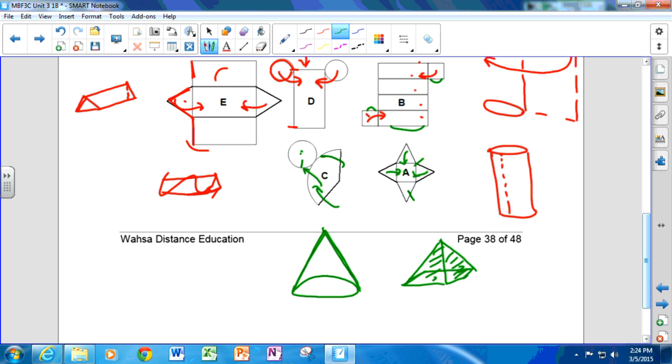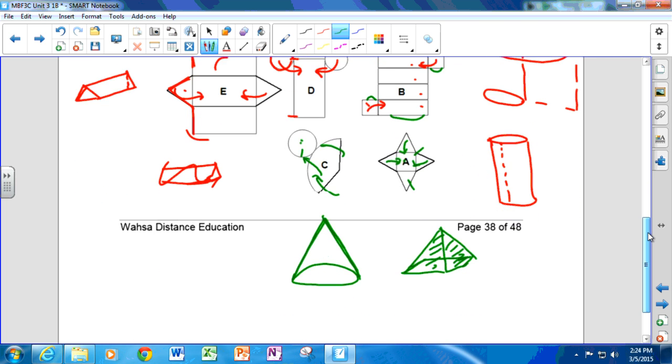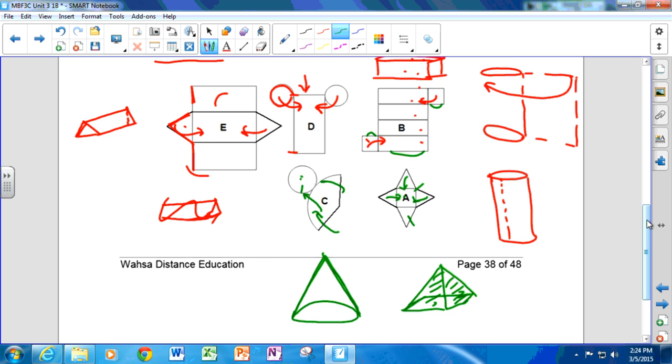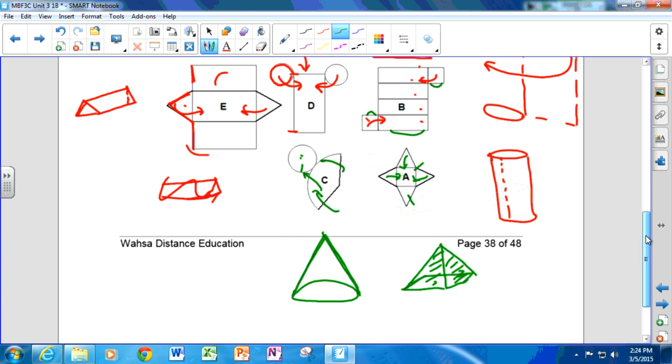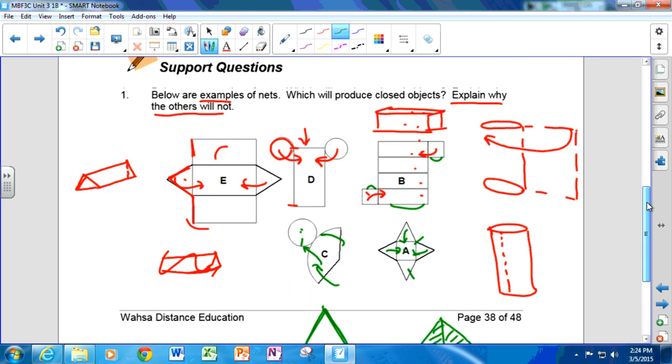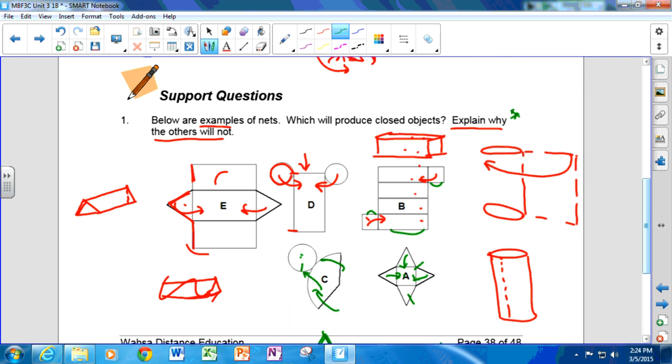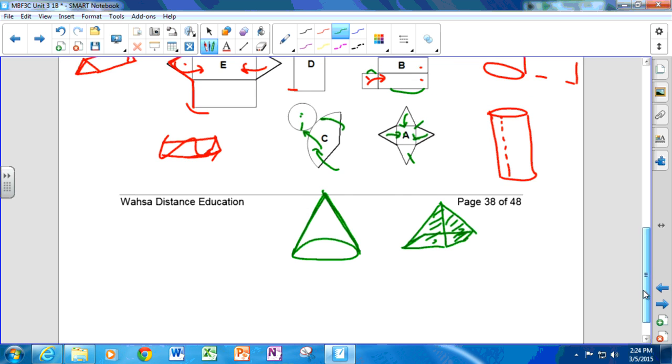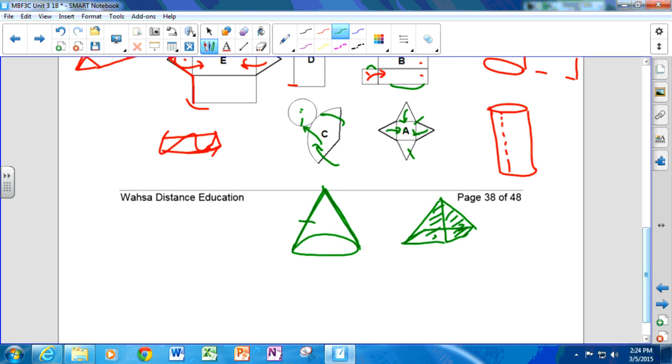So the answer for this question is that they all produce closed objects. And you say why or why not? Well, I think explaining it in words, naming the shape of the object or describing the shape of the object, would be sufficient to answer the explain why part. If I'm calling this a cone, or a square-based pyramid, or just telling me it's a four-sided figure, five-sided figure, it's fine. Closed figure.